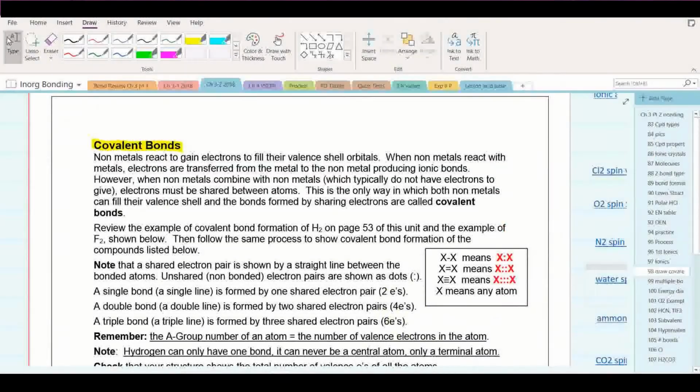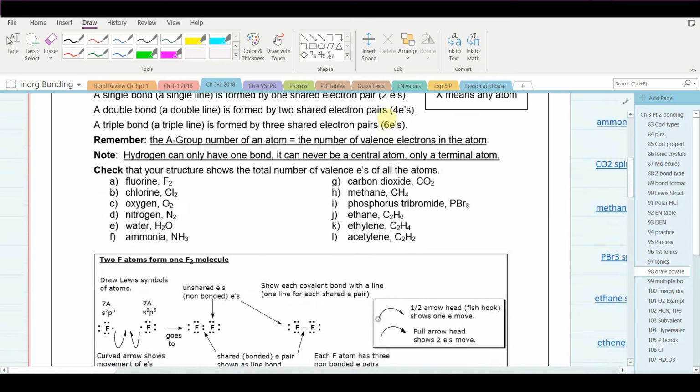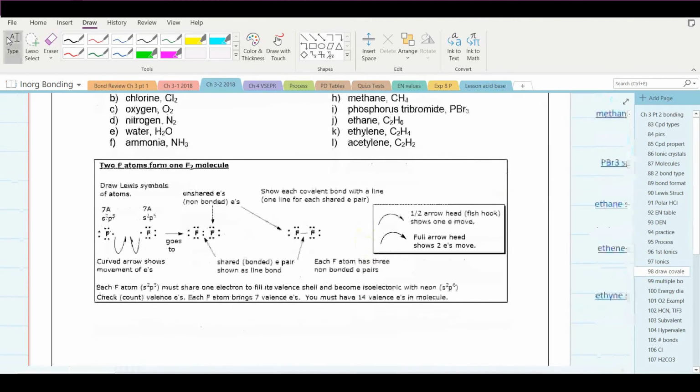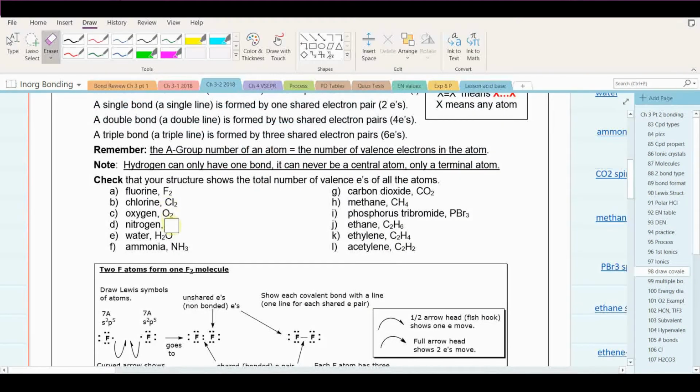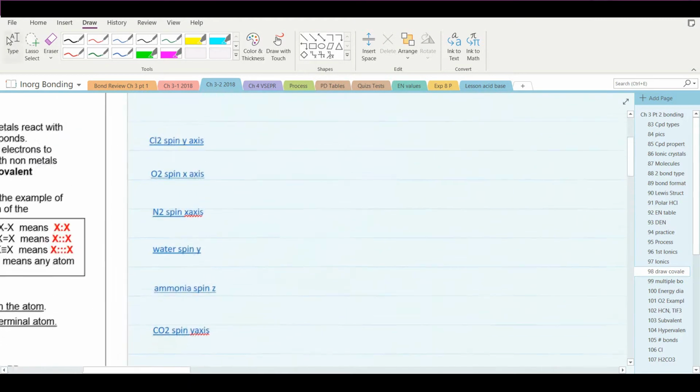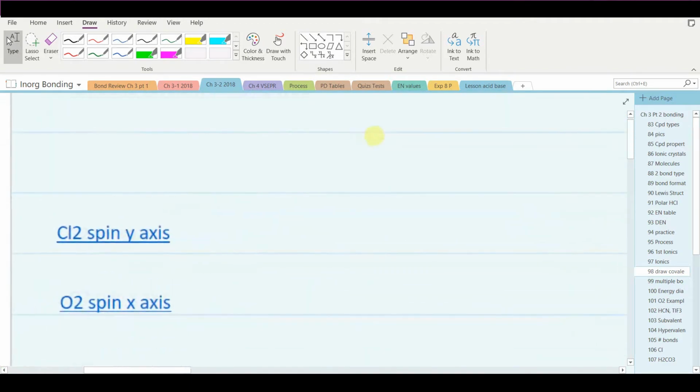Page 98. Let's draw some Lewis structures or line bond structures of covalent compounds. There's a procedure here on page 98 for drawing fluorine, but we'll just jump in and start here with chlorine, oxygen, nitrogen, and so on down the list. Let's start with chlorine.